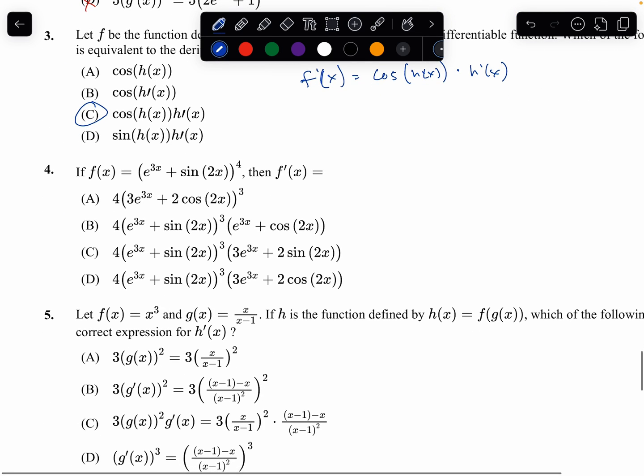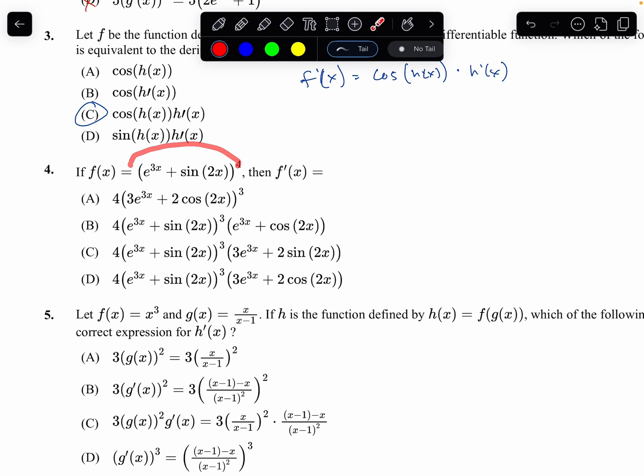For 4, okay, take the derivative. I see the chain rule happening here, and here. So those should be all the chain rules. Chain rule, chain rule, chain rule. So we'll bring down the 4 of e to the 3x plus sine of 2x, then that's going to be to the third. So we drop the 4, we decrease by 1. And then we're going to take the derivative of the inside.